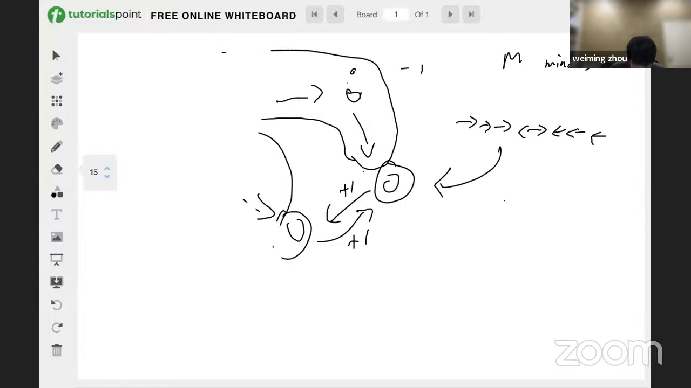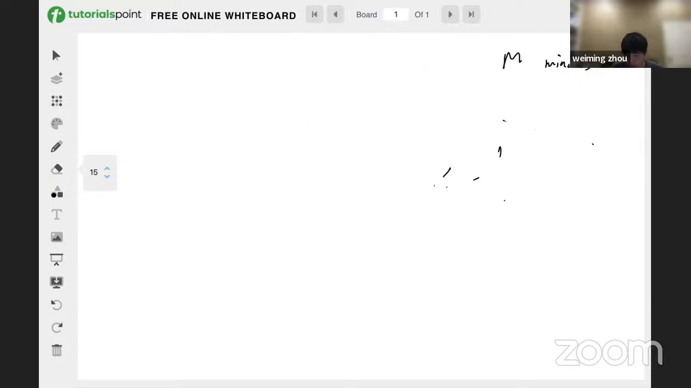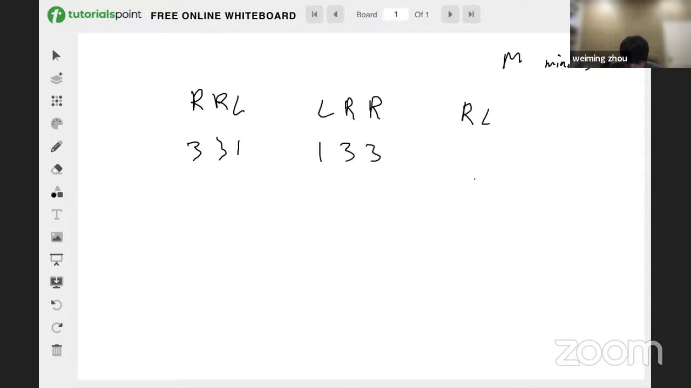Let me erase this drawing. Another important fact is that since the cows are arranged in a circle, we can rotate both the array and the string by some amount, and the answer will still be the same. So for instance, in the first sample, it looks like RRL 3 3 1, right? But we can rotate this. Oops, it's not three, it's supposed to be one.